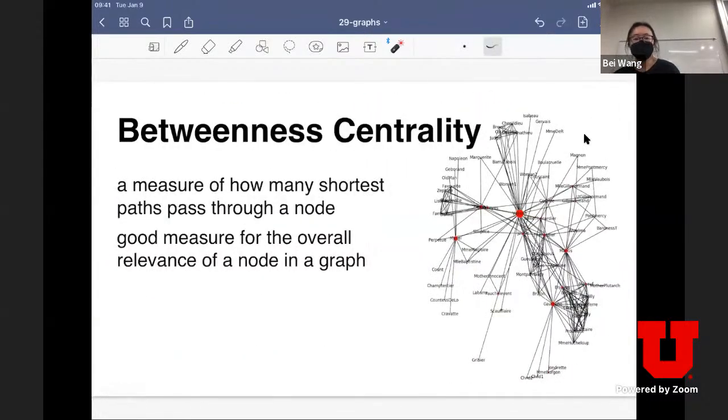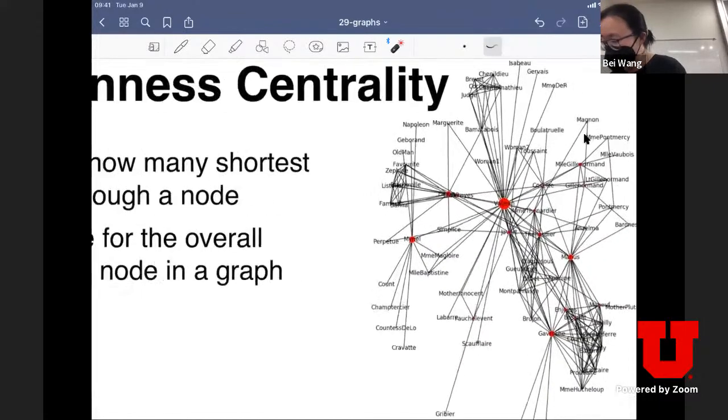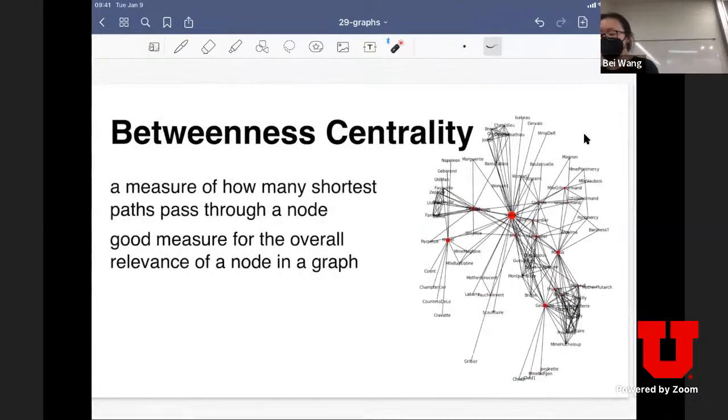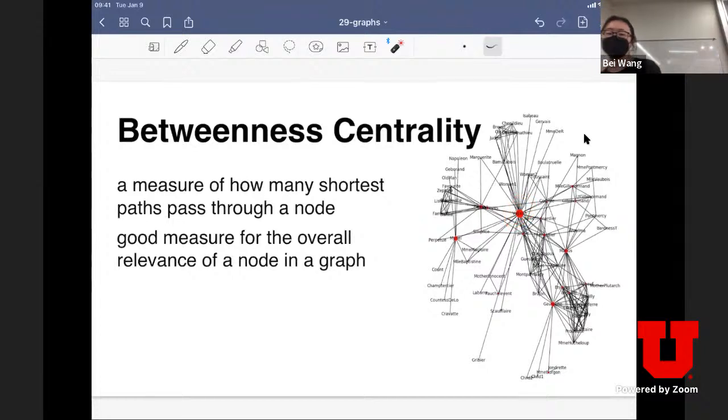So the next thing, another way of measuring importance, is what's called betweenness centrality. It's a measure of how many shortest paths pass through a node, and a good measure for the overall relevance of a node in a graph. We're going to look at the mathematical definition very soon. But the idea is, because this is a central node, to go from any other node to any other node, it's very likely to pass through this node. So if you count the number of shortest paths that pass through this node, the higher, the better.